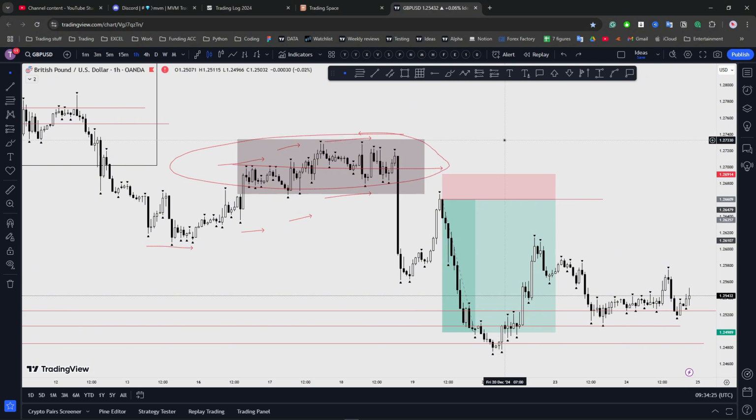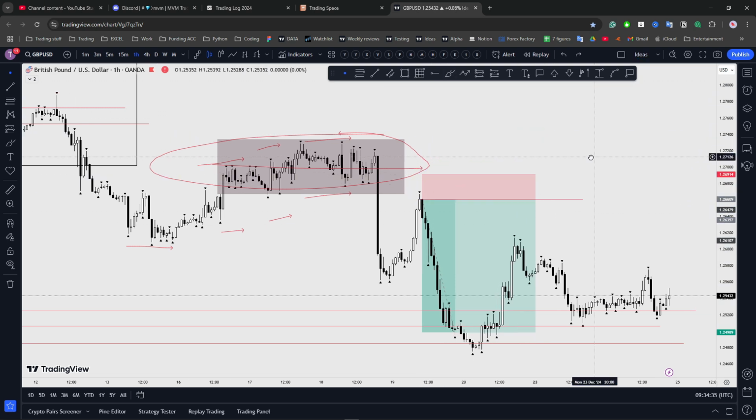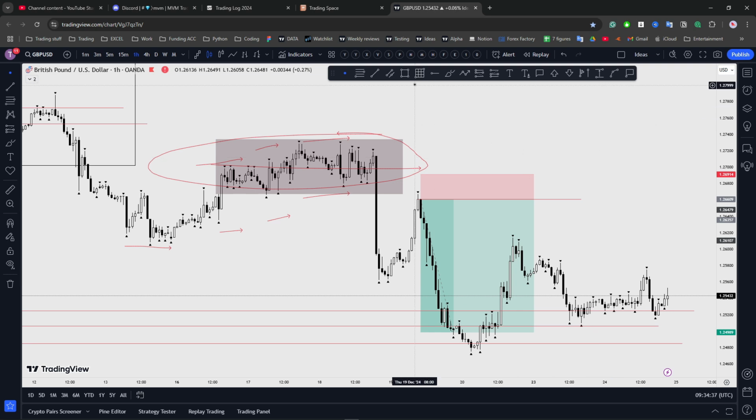I have pretty much 2 options. I can execute a trade right away because I know my bias and I know my invalidation point right here. Or the plan B would be to either go to the lower time frame or wait for some confirmation that we're going to continue to the downside.